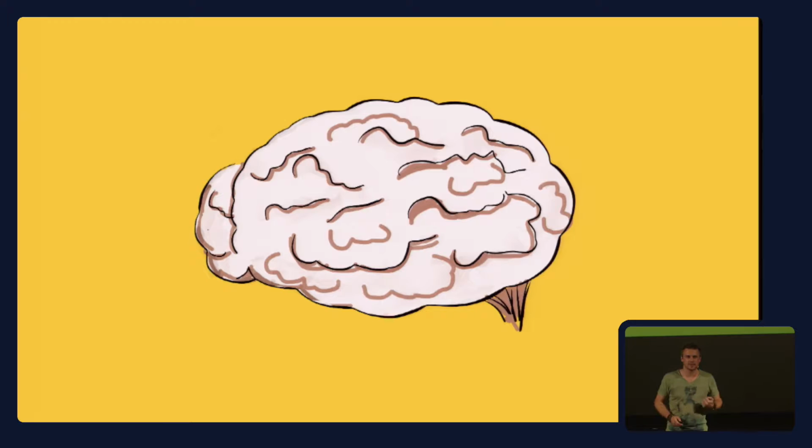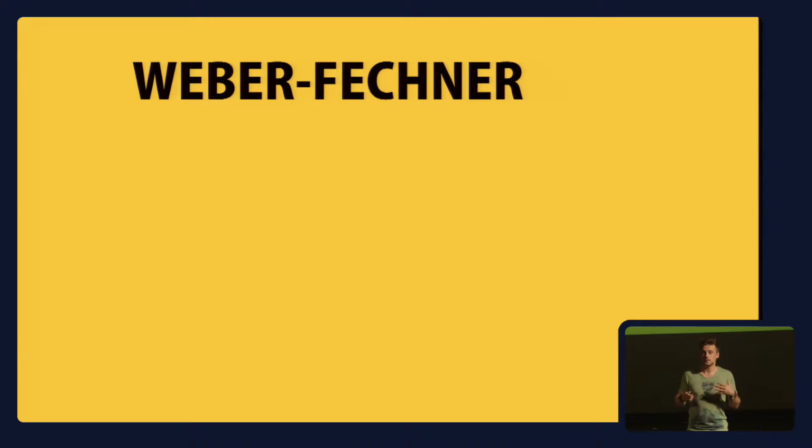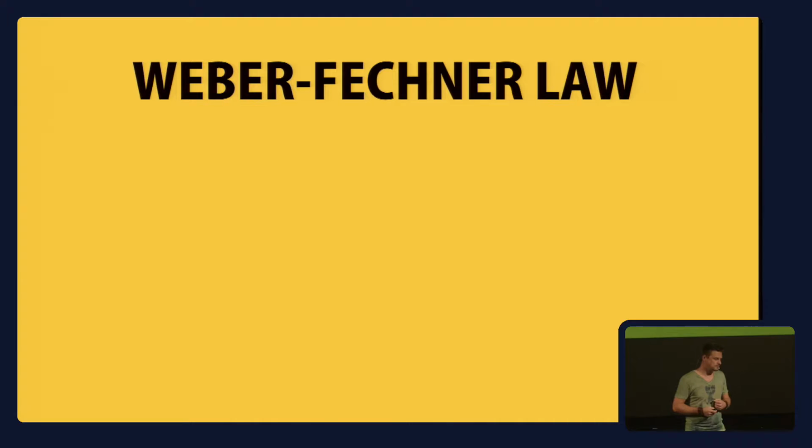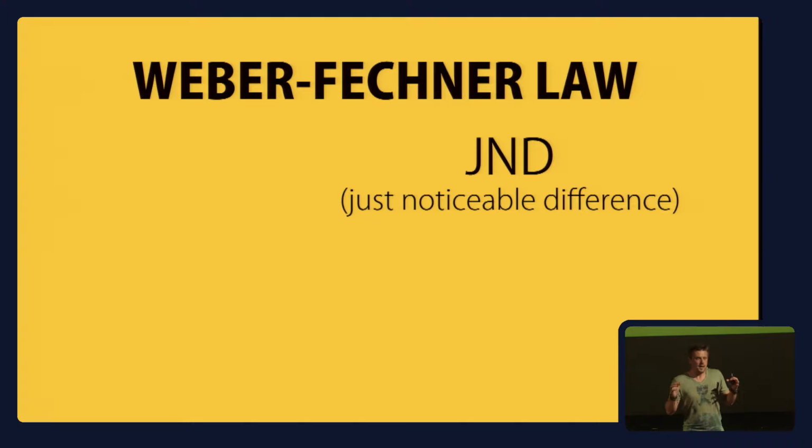In the beginning of the 19th century, German physician Ernst Weber and later his student Gustav Fechner postulated a set of laws that are in total now known as the Weber-Fechner law, that is still considered to be the cornerstone of understanding how human perception works. This law defines the so-called just noticeable difference, abbreviated as JND, defining the just noticeable difference between two stimuli, for example, the difference between two weights or between two powers of light. And time is no exception to the Weber-Fechner law.